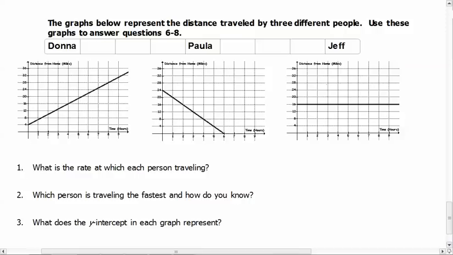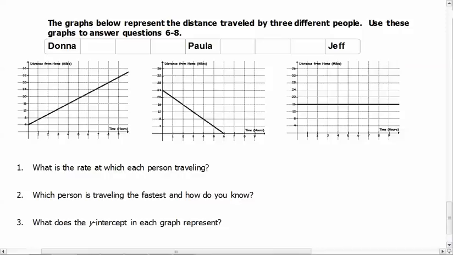These graphs are representing Donna, Paula, and Jeff as they're traveling. We want to use these graphs and talk about how this is affecting the rate and the slope. So let's look at the first one right here. The questions are, what is the rate, who's traveling the fastest, and what does the y-intercept mean? All right, well, let's start with the rate.